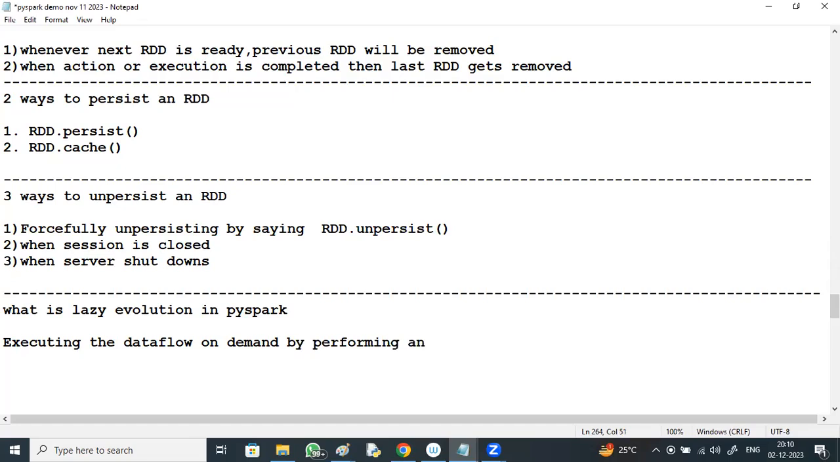I'll show you what are the different actions. Executing the data flow on demand by performing an action is called lazy evaluation, right? Yes.